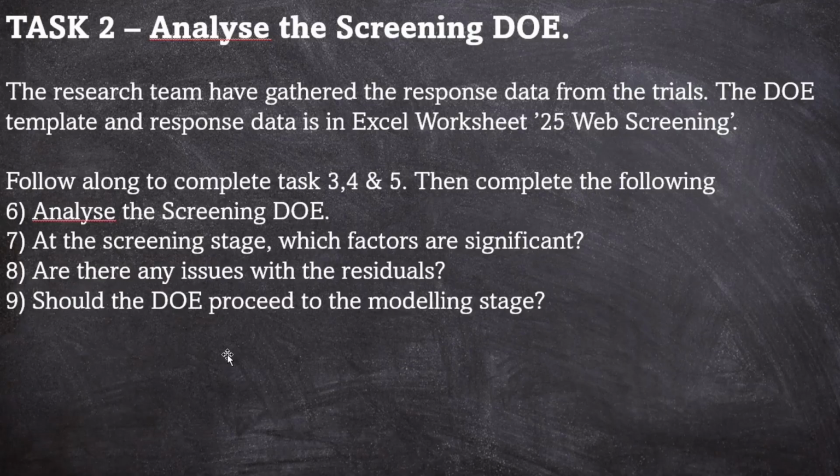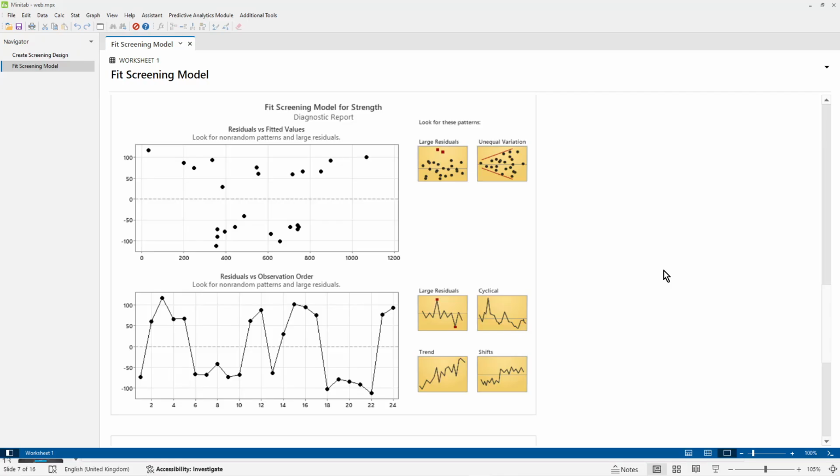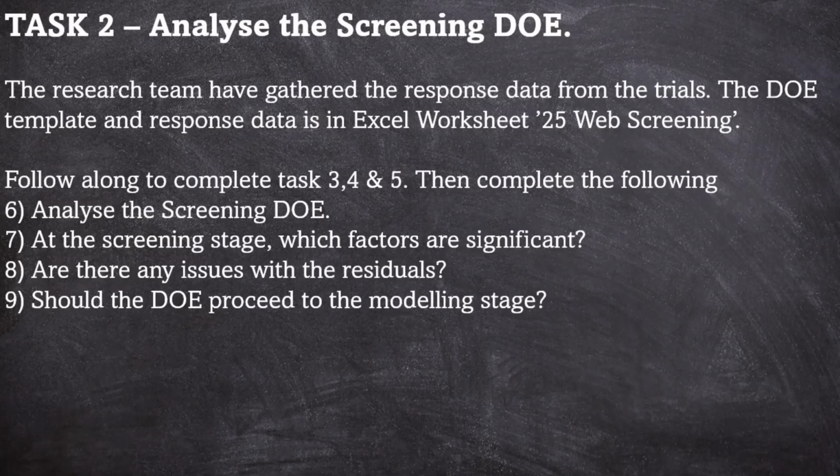Then it's asking me, are there any issues with the residuals? So that's really asking me to validate the model now. The diagnostic report shows the residuals, and when I look at the residuals versus fitted values plot, there are no large residuals. There are no patterns of the type described here. So that's okay. When we look at the residuals versus observation order, well, we have to remember that I sorted the data, so that is no longer applicable. However, these residuals do validate the study. Next, I'm being asked, should the DOE proceed to the modelling stage? Yes, it should, because it found 5 factors that were significant.